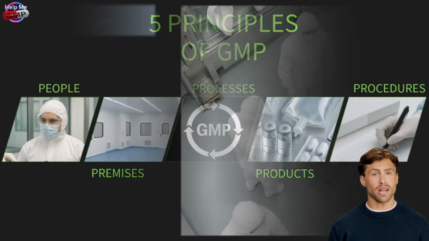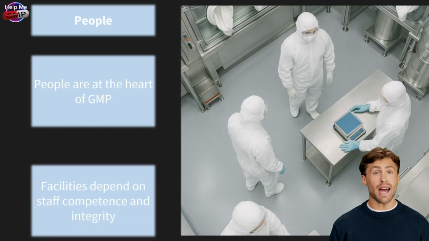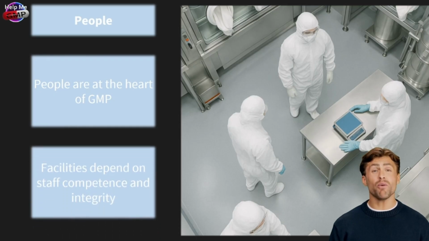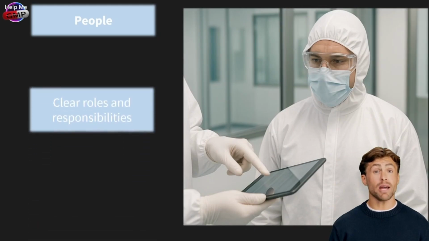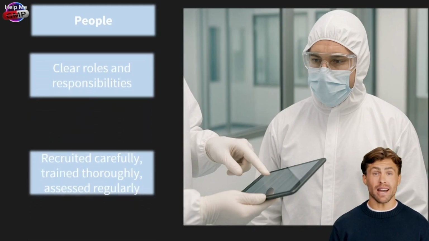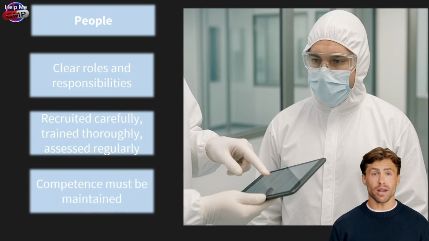People are at the heart of GMP. Even the most advanced facility depends on the competence and integrity of its staff. Everyone has a defined role, and each role comes with specific responsibilities that must be understood and carried out exactly as intended. In GMP, the human factor can be the greatest strength or the greatest risk. That is why staff must be recruited carefully, trained thoroughly, and assessed regularly.